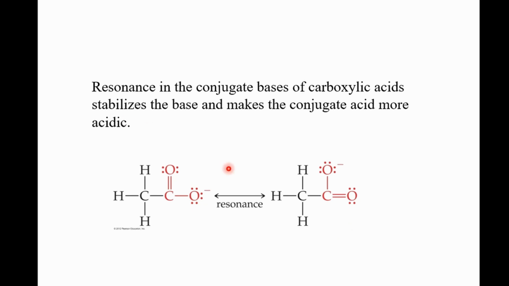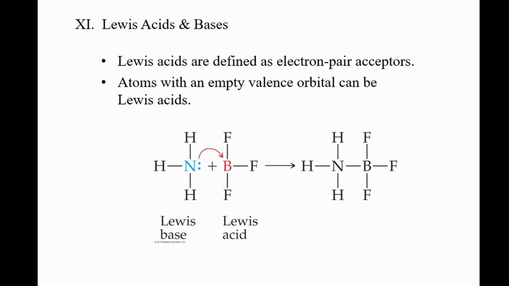And when you drew Lewis structures, you did different resonance, where the difference between one resonance structure and another one is only the placement of electrons. So we failed to hit Lewis acids and bases, and they're defined in terms of electrons. Lewis acids are electron pair acceptors, and so something like this bromine here, which we say has an empty valence orbital, can behave as a Lewis acid.